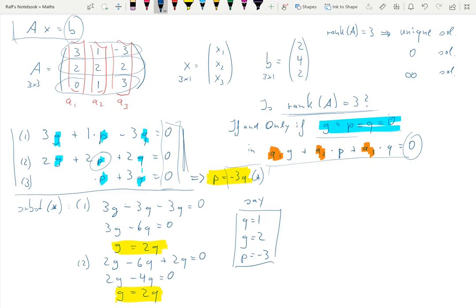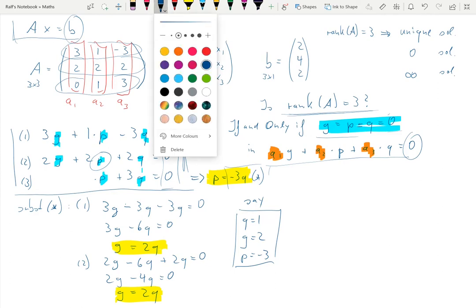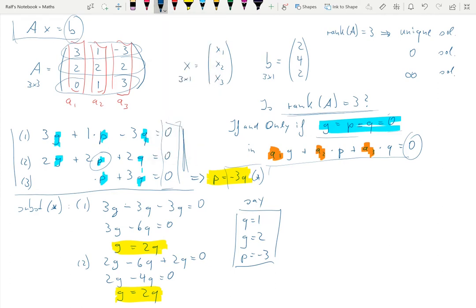So we've already answered the equation here. Is the rank of A equals 3 if and only if G equals P equals Q equals 0 is the only solution to that equation system. I realized I didn't complete that sentence.